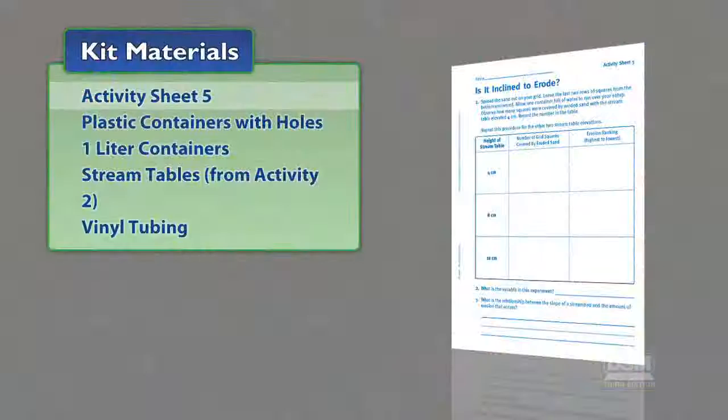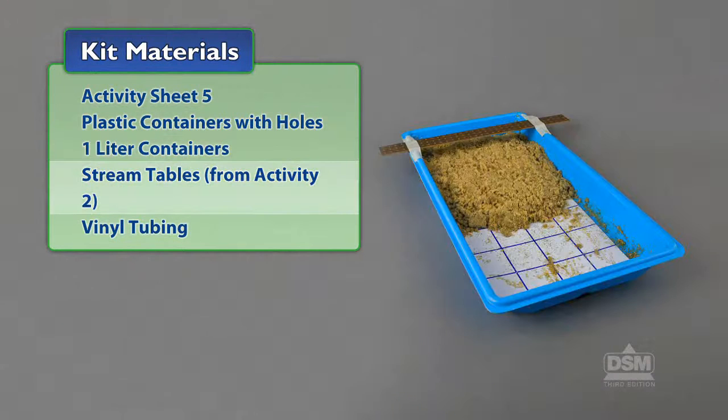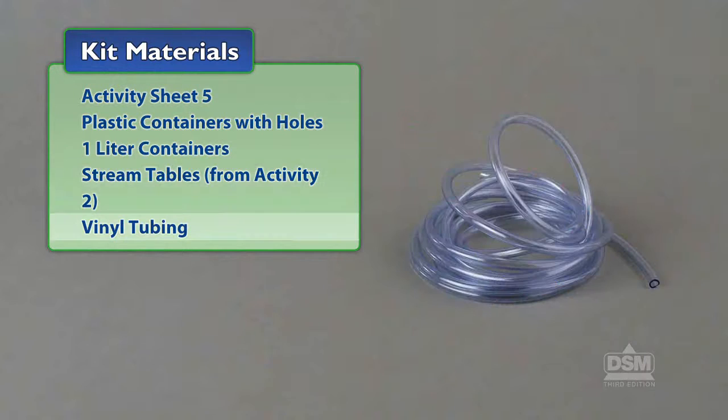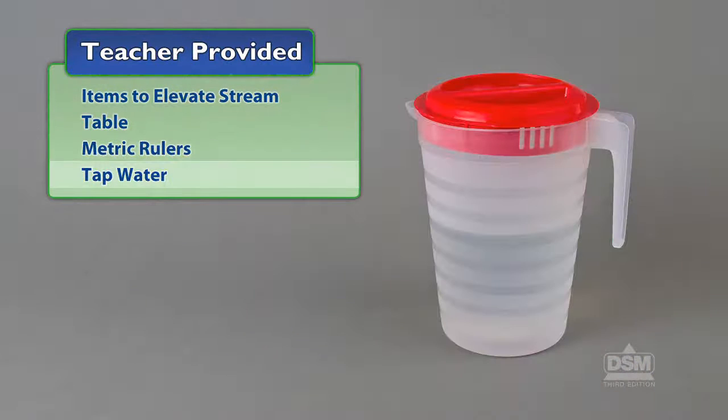You'll need the following materials from the kit: Activity Sheet 5, plastic containers with holes, 1-liter containers, stream tables from Activity 2, and vinyl tubing. You will also need to provide items to elevate the stream table, metric rulers, and tap water.